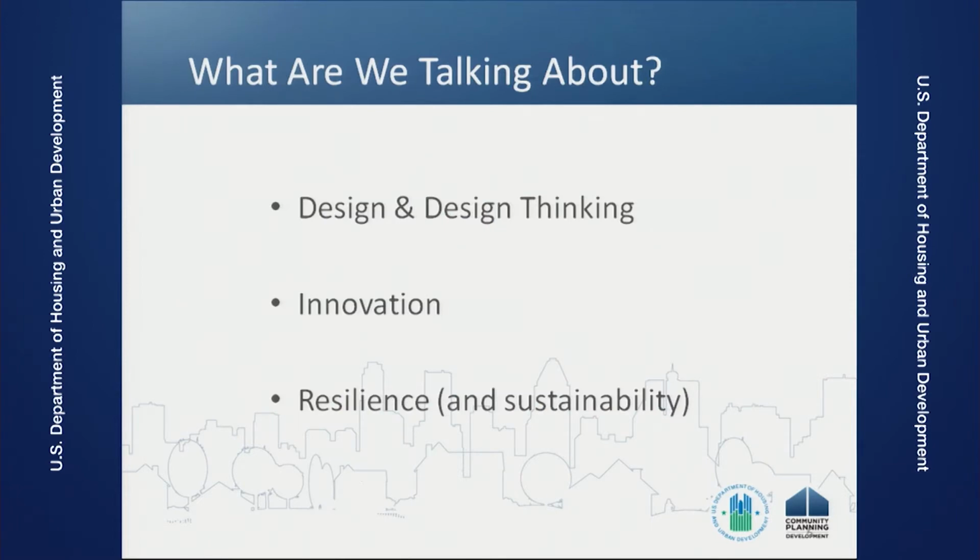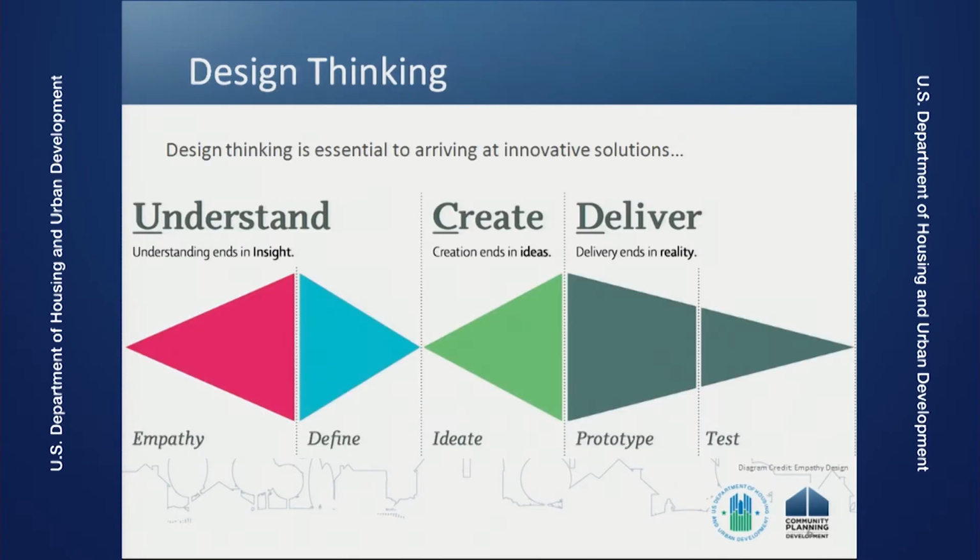So we begin with the question, what are we really talking about here? As I mentioned before, design, innovation, and resilience can sometimes be pretty fuzzy terms, so I'll touch briefly on each of them. Design thinking is a process. It's a process for solving problems, and it's essential to arriving at innovative solutions. A variety of different graphic representations of this process are out there, but they all involve these 3 basic steps or stages: understanding the problem, creating solutions, and implementing them, or what this particular graphic refers to as deliver. Implementation or delivery includes testing or monitoring how well the solutions work.